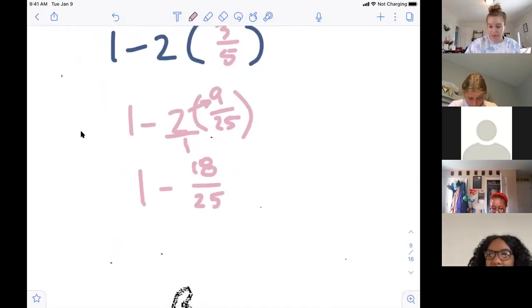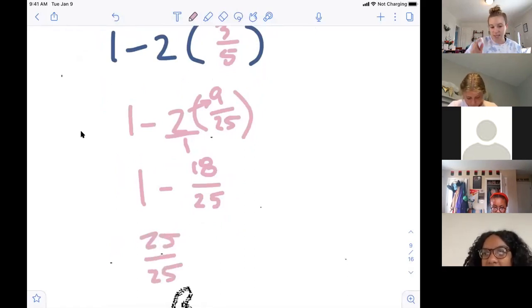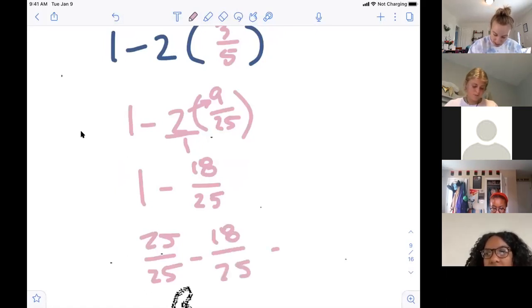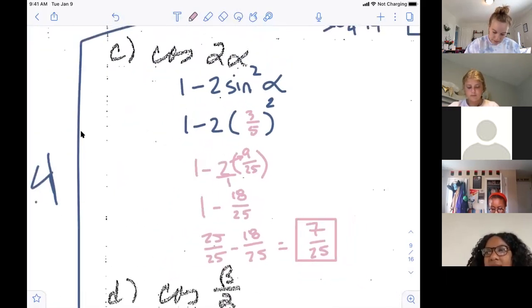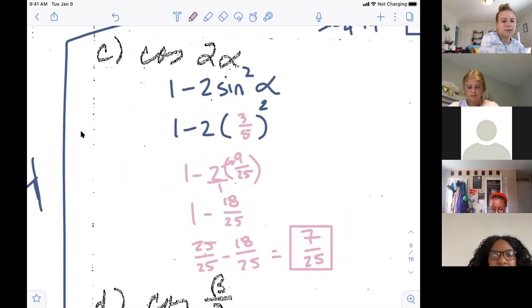Now I've got 1 minus a fraction, so let's make them have like denominators. 1 is just the same number over the same number. So in this case, I want my like denominator to be 25. So it's 25 over 25, and 25 minus 18 is 7. So 7 over 25. I know I kind of speed raced through that one, but I didn't feel like there was a lot to share.